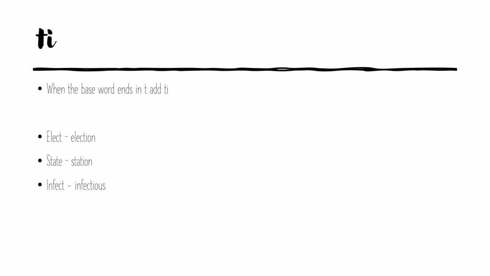So let's look at ti. Basically, if the base word ends in a t or the sound t in the case of state, then we're going to go ti. That's really actually very logical. So elect becomes election, state becomes station, infect becomes infectious. Moving on to the ci, generally if the base word ends in a c, we're going to add ci. Just, obviously thinking that if we've got a c and an e, we're going to go with the c because the e is silent. Magic, magician. Race, racial. And that c changes to a sh sound.